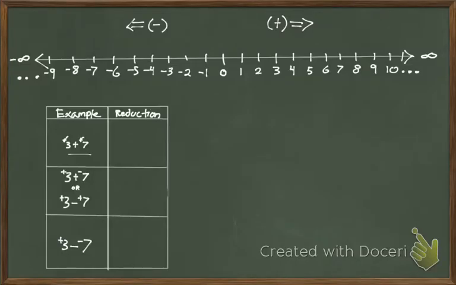In section 1.3, we're starting to talk about one of the most fundamental operations in algebra, which is the addition and subtraction of integers. And in case you've forgotten, an integer is, from the text, a whole number, either positive or negative or zero.